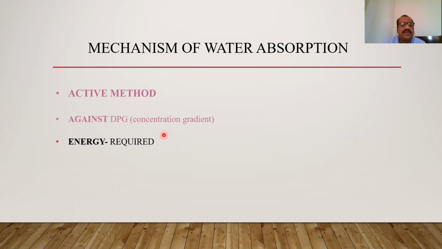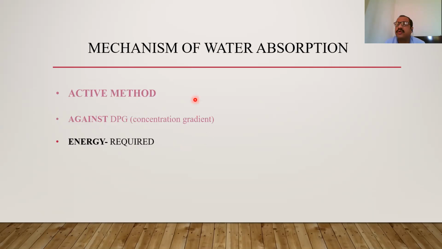And when this is the situation, when the movement is against the concentration gradient, when it is from the region of lower concentration to higher concentration, when there is requirement of energy for performing this work, the method is called as active method.